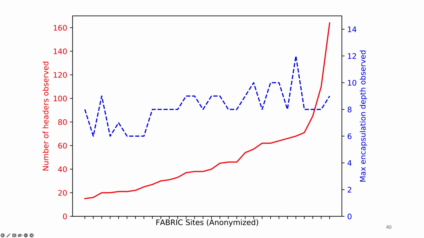So what's this blue line here? The blue line is encapsulation depth. In addition to looking at the variety of headers, how deeply are they typically stacked? What we find is that they don't go as deep in a way correlated to the variety of headers, which is what we'd expect, but there is quite some variety between sites.